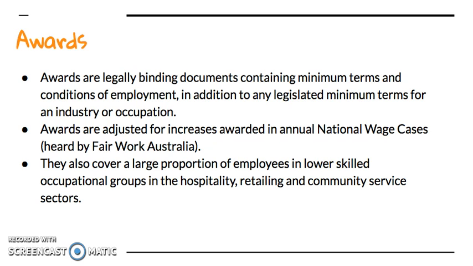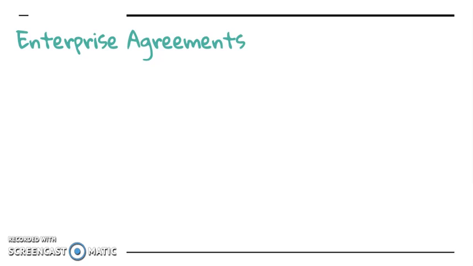Awards are adjusted for increases awarded in annual national wage cases, which are heard by Fair Work Australia, and they cover a large proportion of employees in lower skilled occupational groups in hospitality, retail, and community service sectors. Okay, and awards cover everyone around the country with the exact same conditions in the same industry. Then we've got enterprise agreements.